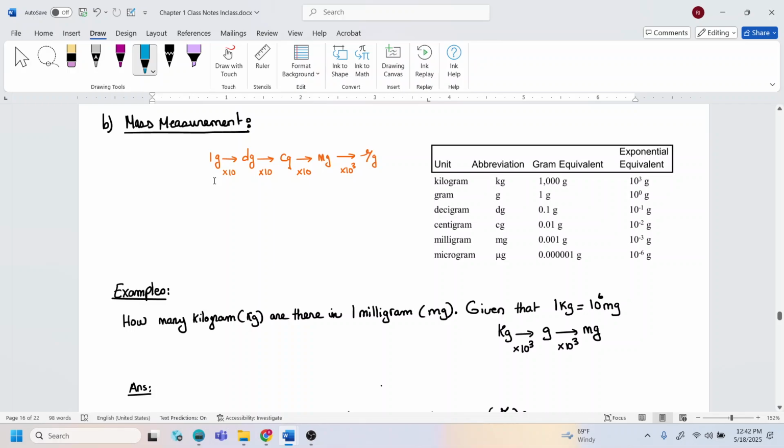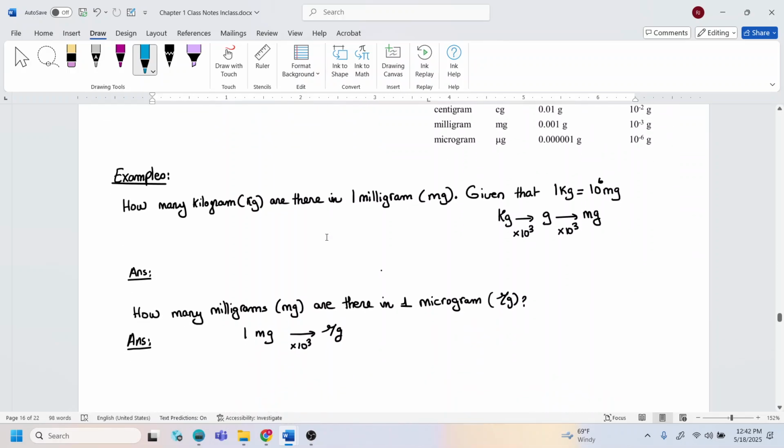So let's say, for example, if I want to go from a gram to a microgram, how much should I multiply with? See, it's going to be 10 times 10 times 10 times 10 to the 3, so this is going to be times 10 to the 6 to go from 1 gram into a microgram. So let's have an example for that one. How many kilograms are there in 1 milligram?